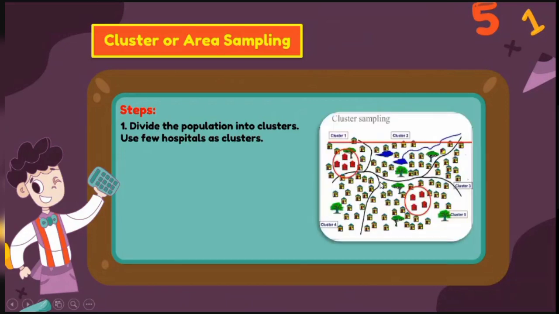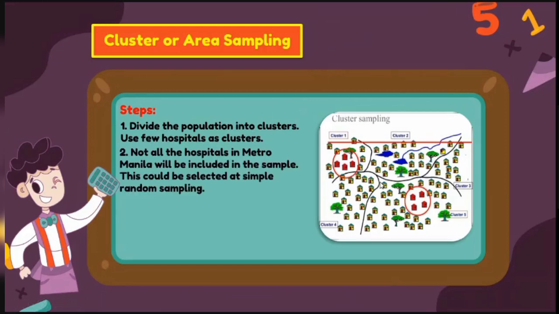So for step 2, not all hospitals in Metro Manila will be included in the sample. These could be selected by simple random sampling. So let's say for this given part, I have 5 clusters, so I will apply simple random sampling to get the clusters that will be part of our research. So let's say for this given part, we picked cluster number 5 and also cluster number 1.